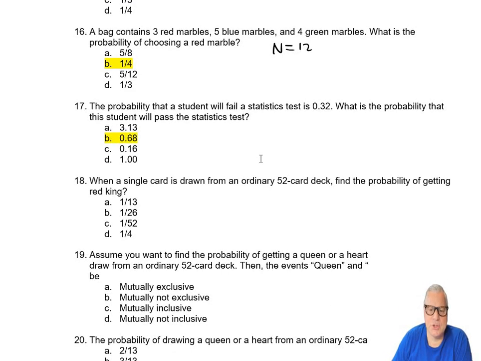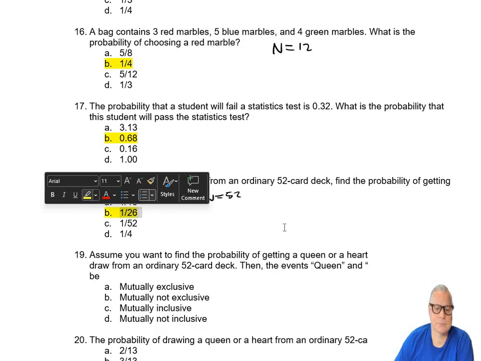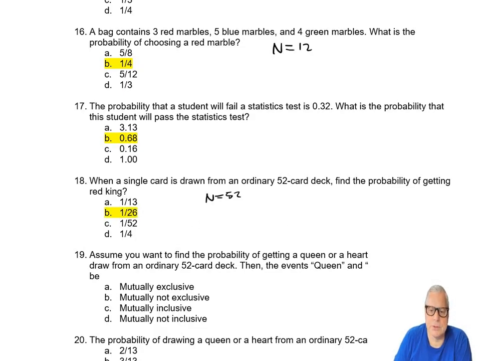When a single card is drawn from an ordinary 52 card deck, find the probability of getting a red king. Okay, so in a deck of cards we have 4 times 13, 52. N is 52, and there are 2 red kings. The king of diamonds and the king of hearts, so that's 2 over 52, which is the same as 1 over 26.